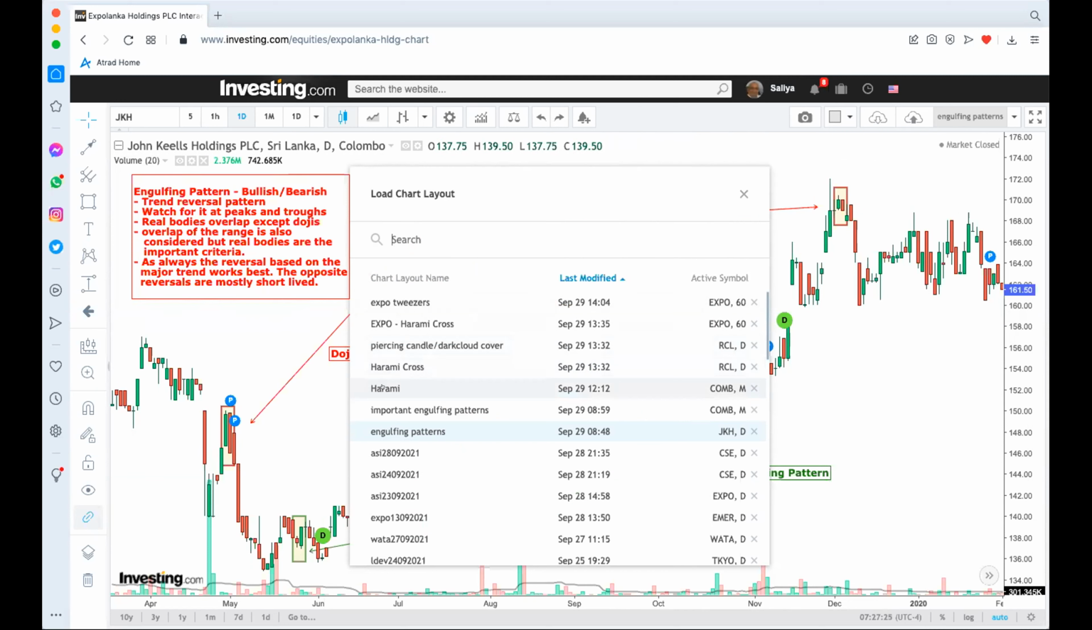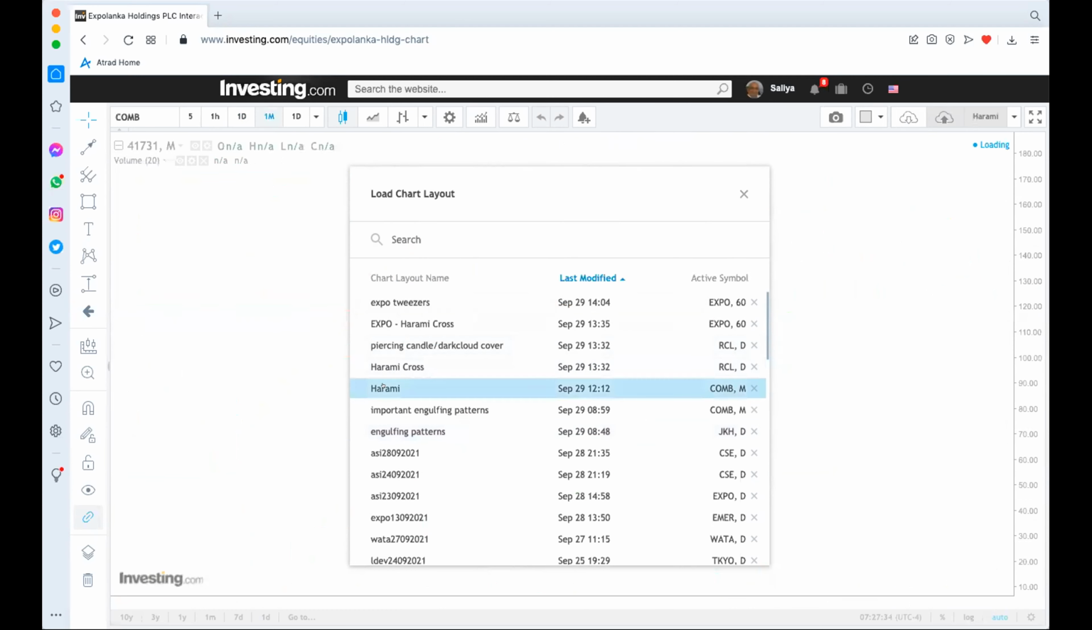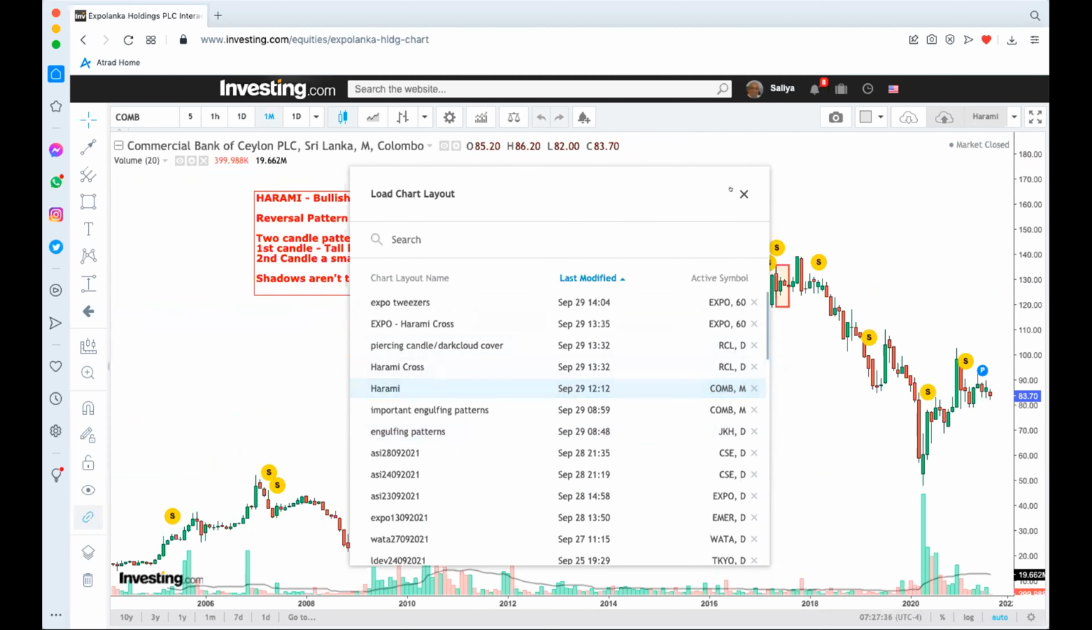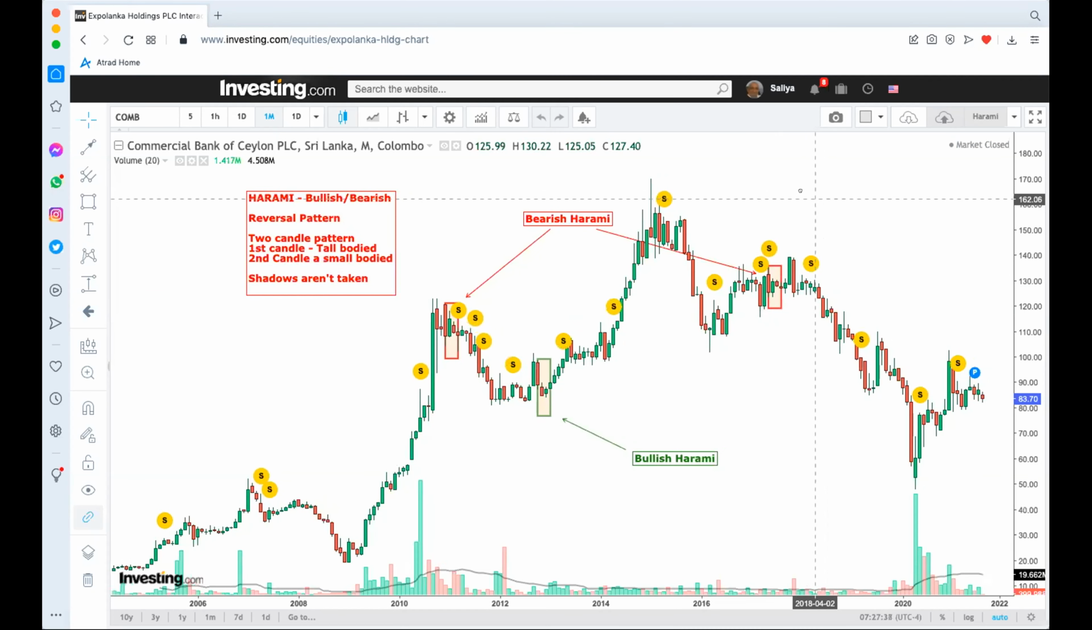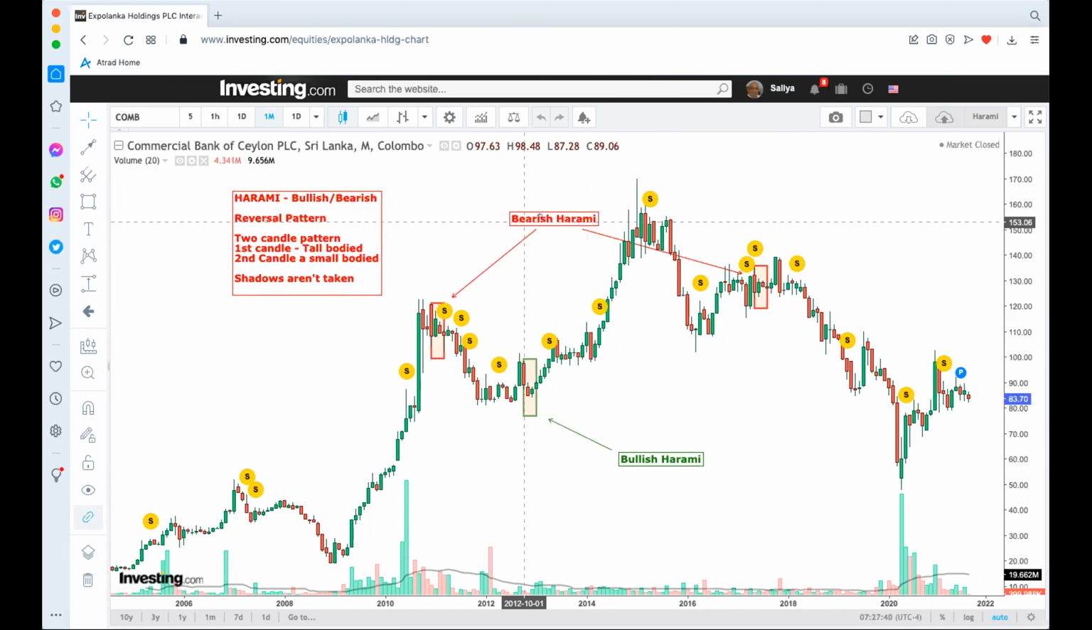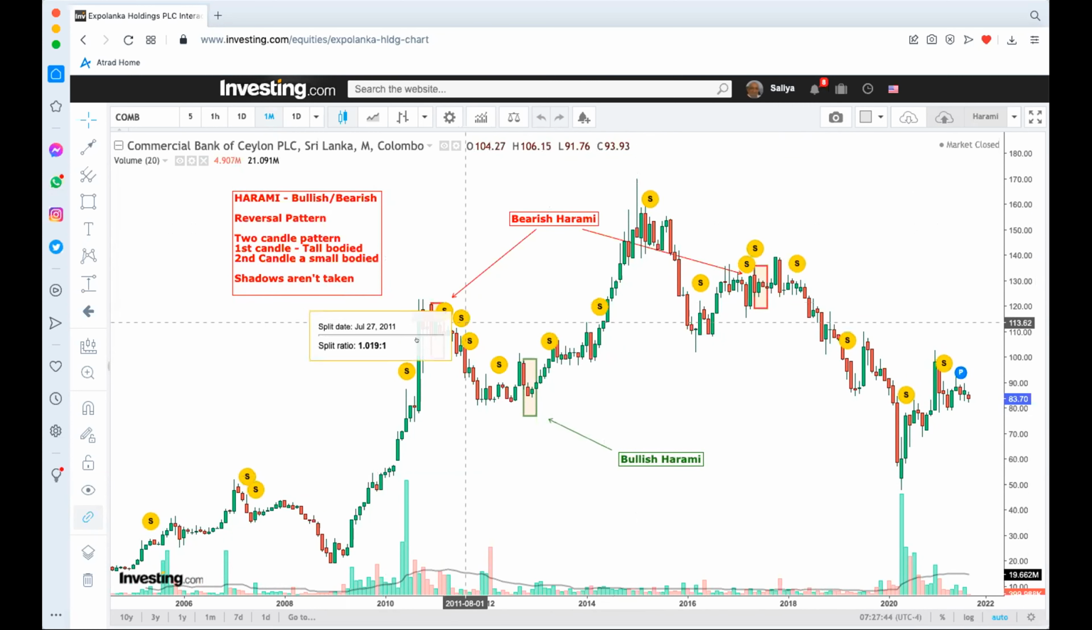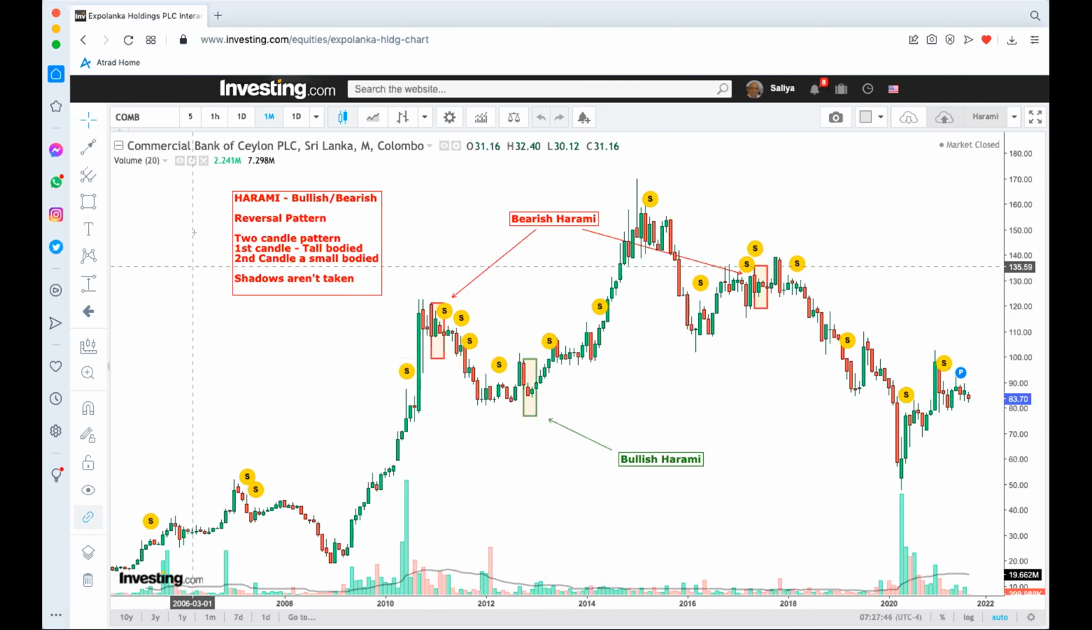From there, I'll be moving on to the other pattern, which is a little bit similar to the engulfing patterns, which is known as Harami. Now, in the case of the Haramis, also the same story. You have two types of Haramis, right? By using the bodies of the candles. Now, there are, as I mentioned, the two types of bullish and bearish Haramis. Again, these are reversal patterns.